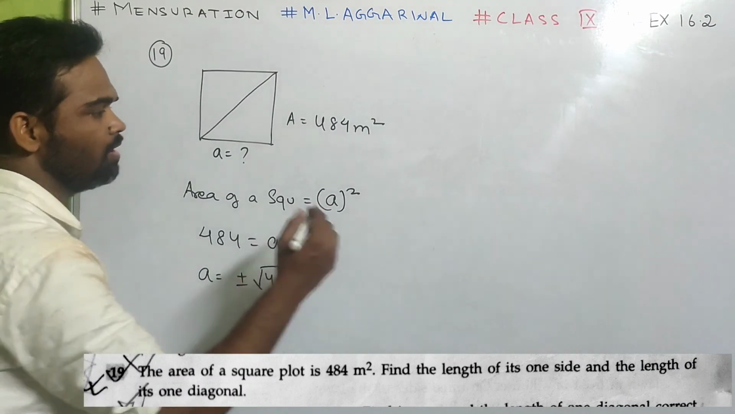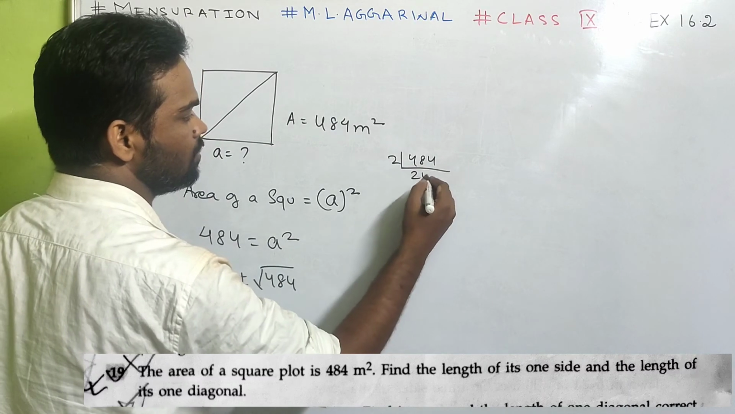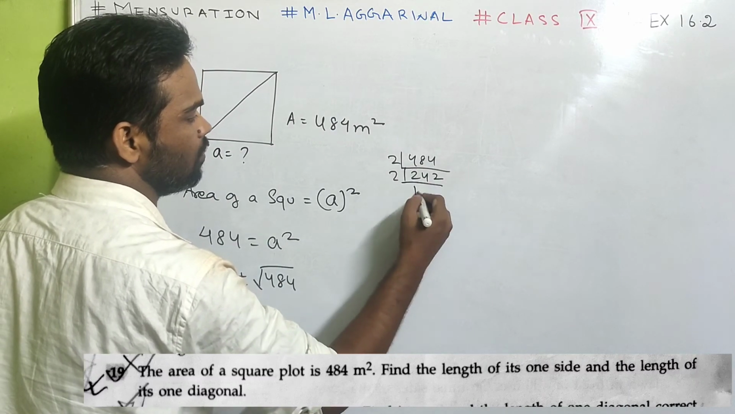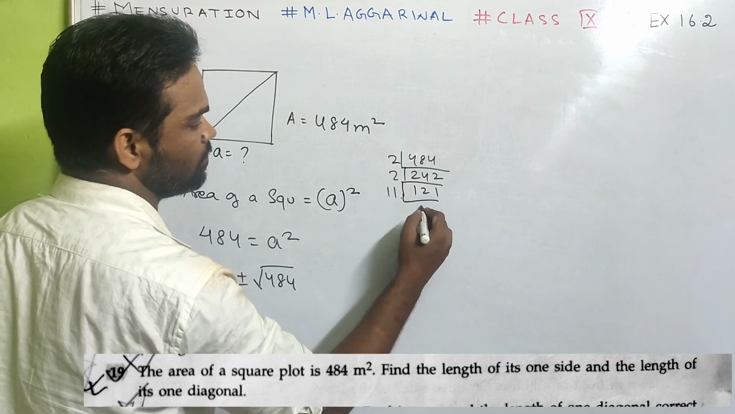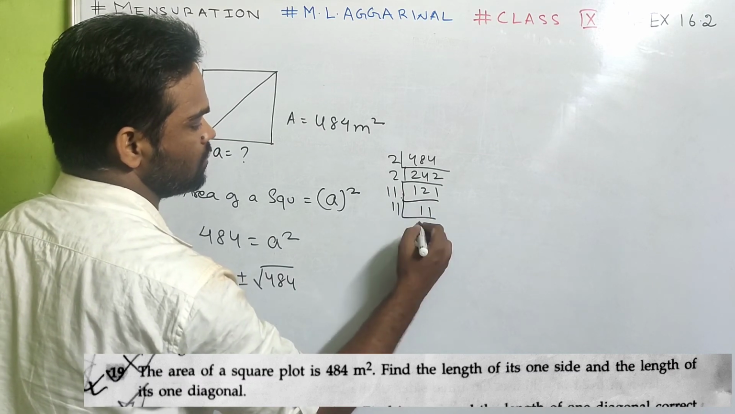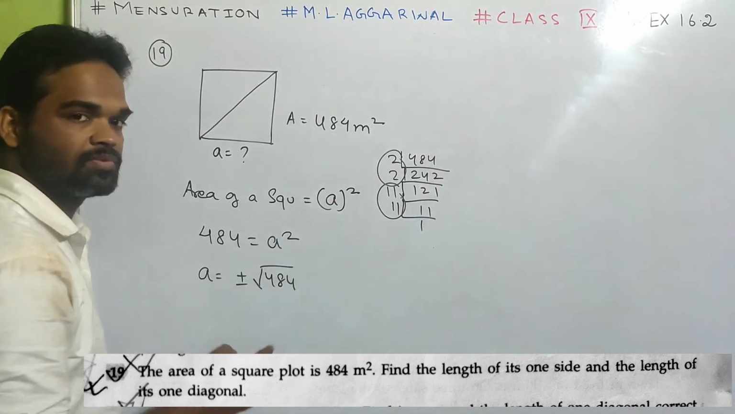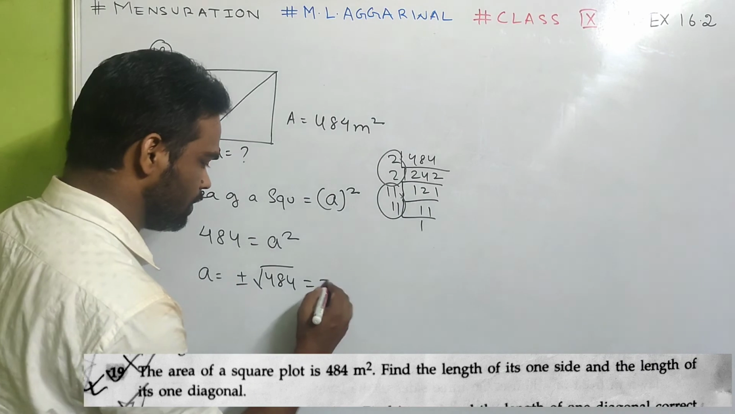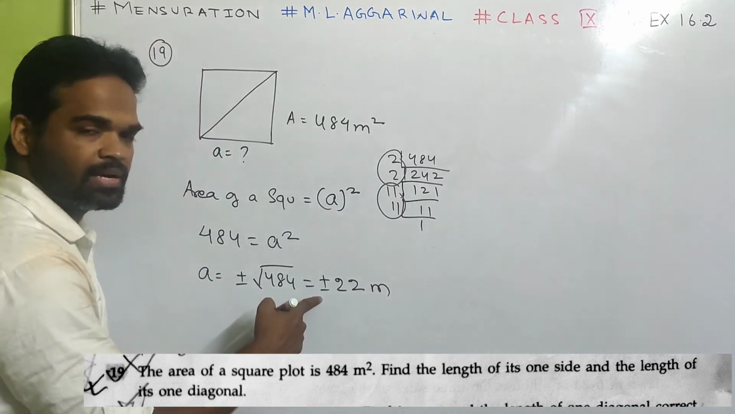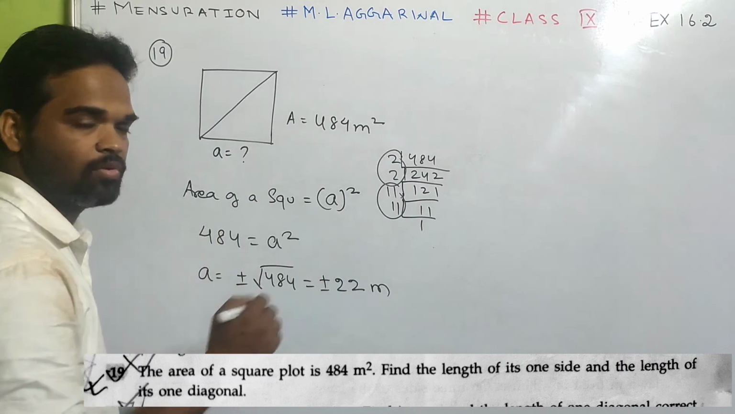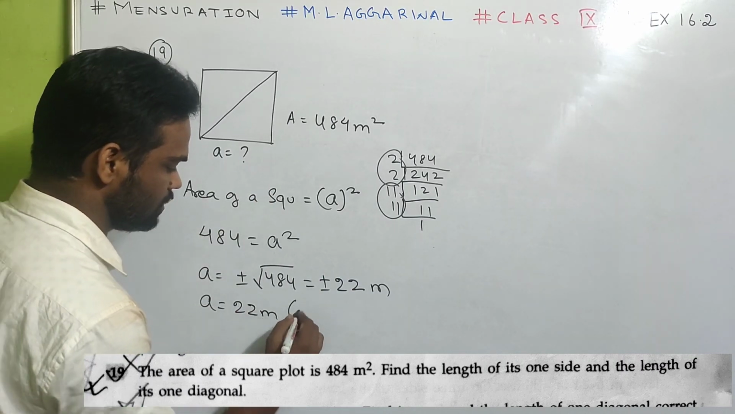Now 484, find the factors. 242, 121, isn't it? 11. So 11 and 2 are in pair. So 11 2 times gives you 22. So this will be plus minus 22 meter. We don't take negative because side can't be negative. So what will we take? 22 meter.